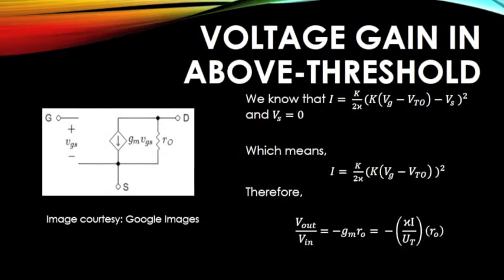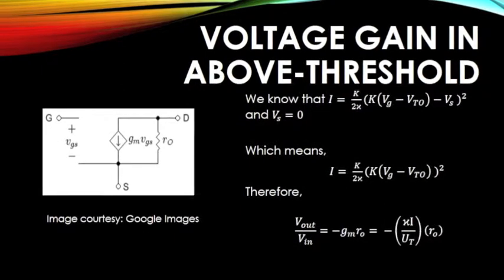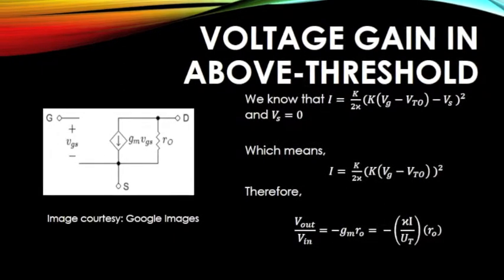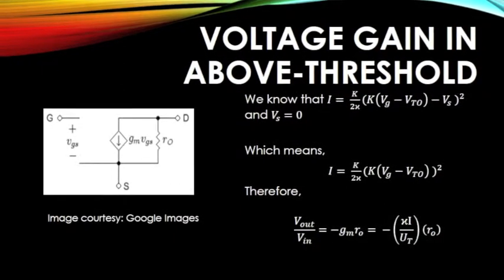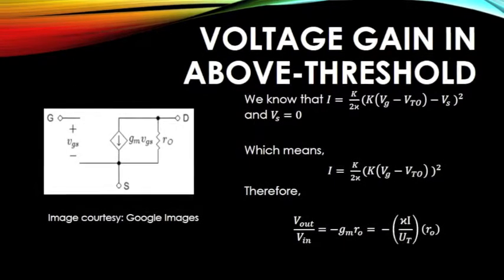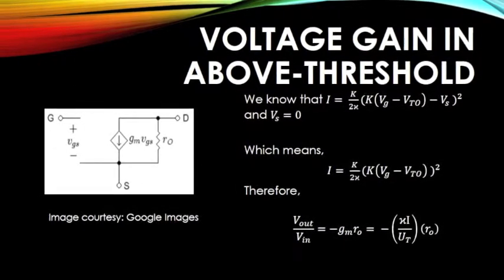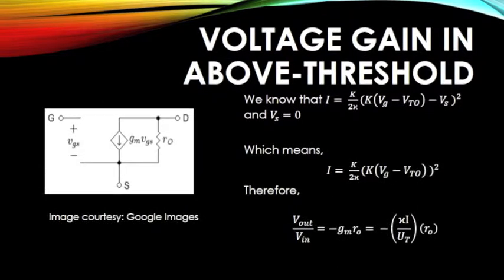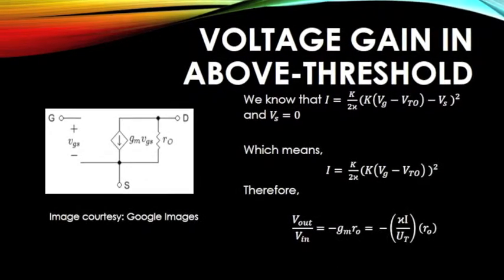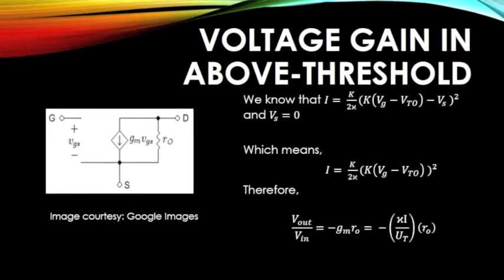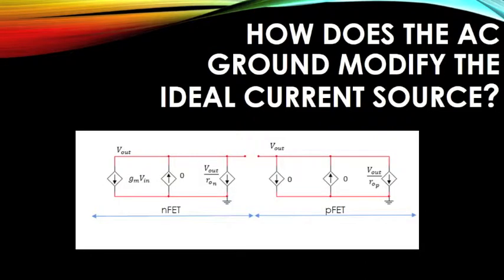From the previous project, we know that the equation for Iref and kappa will change for the above threshold region. Using the small signal model in the picture shown to the left, we get a gain of negative kappa over Ut times Ro. Now we'll look at how this modifies the amplifier gain from the ideal current source model for the same bias current.